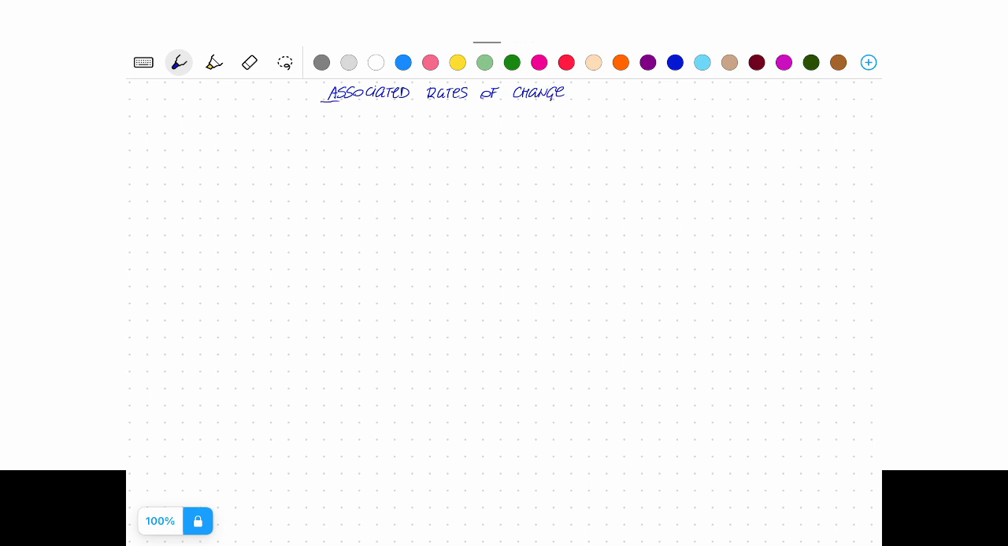Now, you may be asking yourself, why so special about rates of change? Because all derivatives are technically rates of change. And what these exercises do is they're going to link how one variable is changing depending on another.